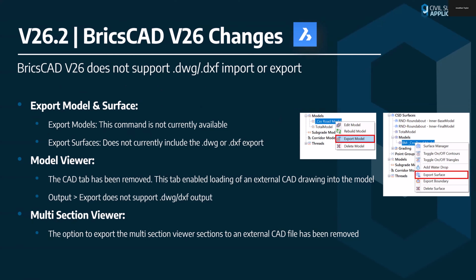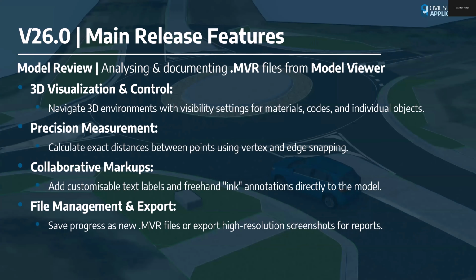So jumping into the Civil Site Design, and I put 26 at the top, so this is a great start. 26.0, it should be 26.2 May release features. Model Review is the big one. Model Review is a standalone, downloadable free viewer of files that are directly taken out from Model Viewer. And we used to have something called Model Viewer Standalone back in the day, which enabled you to export all the way up to, I think it was Civil Site Design version 24.